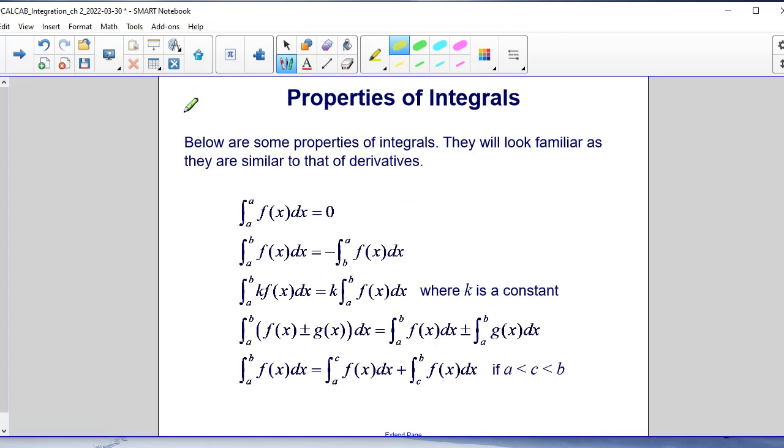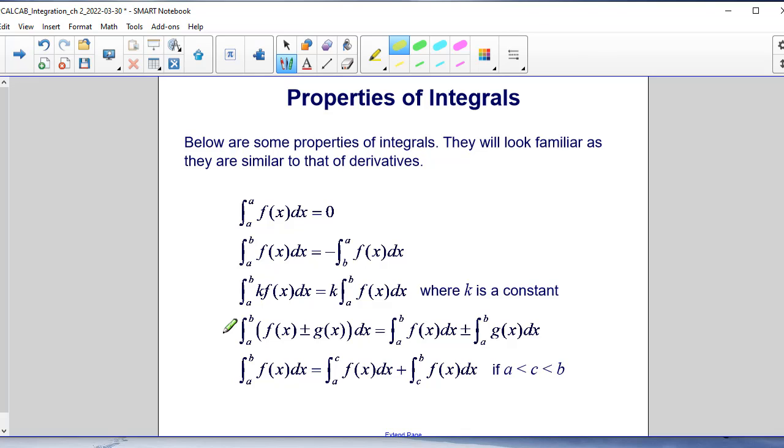Properties of integrals. Below are some properties of integrals, and they may look familiar to you because they're very similar to derivatives. Here's each one read out. So we have the integral of a to a of f of x dx is equal to 0. Number 2, we have the integral from a to b of f of x dx is equal to the negative of the integral b to a of f of x dx. Our third one is the integral from a to b of k times f of x dx is equal to k times the integral a to b of f of x dx. In this case, k is a constant term.